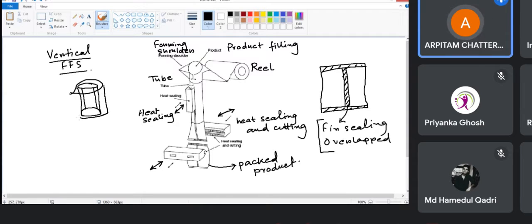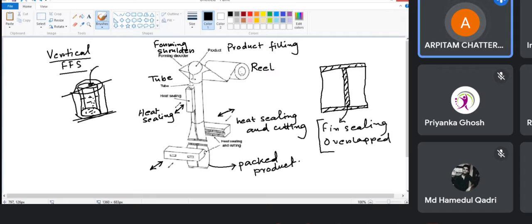Okay, so the concept is very easy to understand: if you just seal the bottom side of it and you put some product inside this particular hollow cylinder, what's going to happen? Your package is going to get filled up, right? And then if you seal the top part of it, you are going to get the sachet or packet that you intended to make.